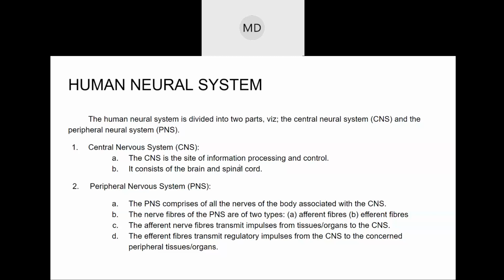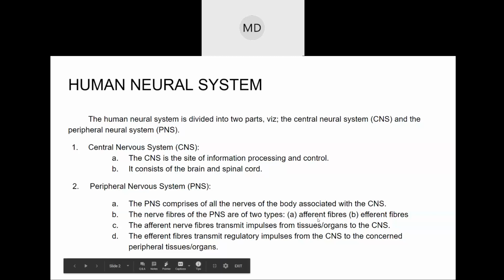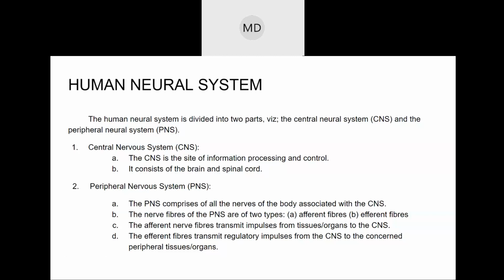The PNS contains all the nerves. Those nerves carry impulses to the CNS, because the CNS consists of the brain and the spinal cord, right? And nerve fibers are of two types. One is afferent nerve fibers and one is efferent nerve fibers. The afferent nerve fibers carry impulses from the tissues, organs or cells to the brain and spinal cord, that is, to the CNS. The efferent is the opposite. Efferent carries impulses from the CNS, that is the brain, to your organs.